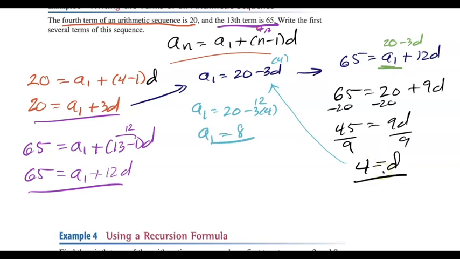We actually can find the next terms pretty easily. A2 is just going to be 8 plus 4, the common difference, so 12. A3 is going to be 16. Let's keep on adding 4. A4 is going to be 20. Once you know the first term and the common difference, you can find the next terms very easily.